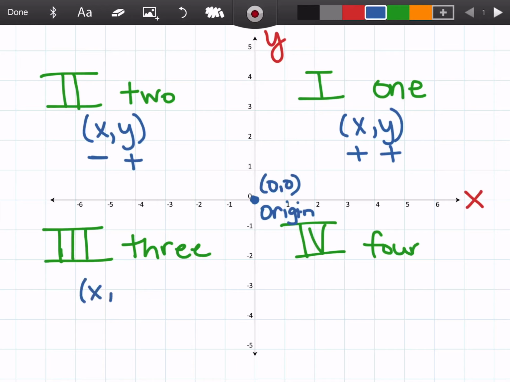In quadrant 3, same thing. We have an x and y value. If we start at the origin, we would have to move left on x, which would be negative, and then down on y, which would also be negative. And finally, in quadrant 4, if we had an x and y value there for a point, we would have to move to the right on the x-axis, which would be positive, and then down on the y, which would be negative.